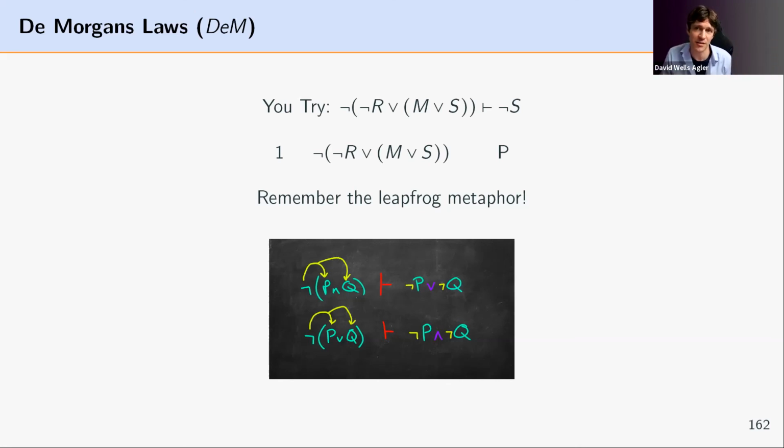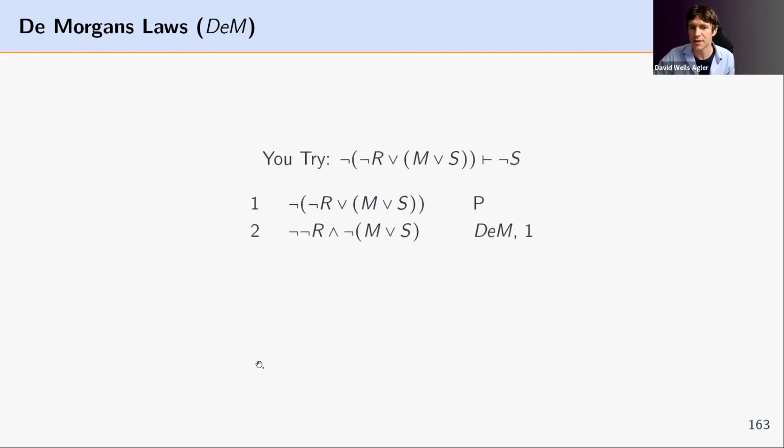Let's use DeMorgan's laws. When we're thinking about using DeMorgan's laws, we can think about this leapfrog method. This negation is going to hop over the parenthesis and apply to the R, making it not R, and to this other disjunct, which is M or S. So what does that look like? It looks like not R and not M or S. Oh, this doesn't look very good. This doesn't give us S.